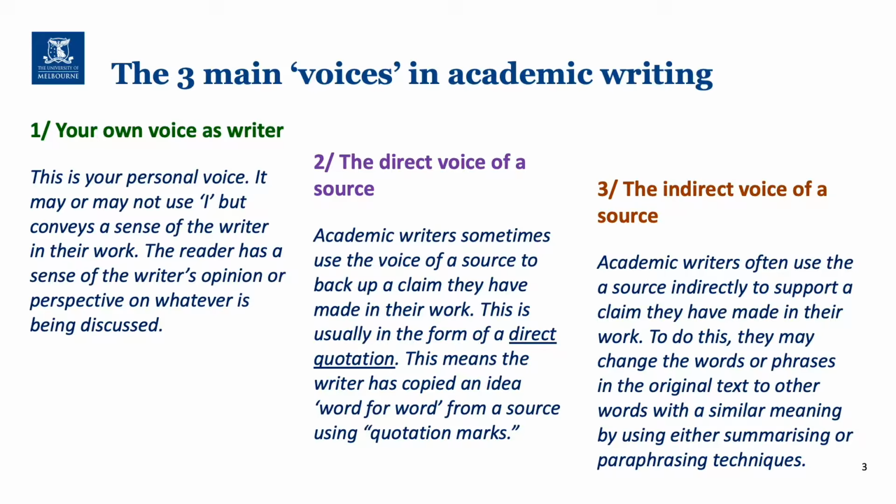There are three main voices you can use. Number one, your own voice as the writer. This is your personal voice. Number two, the direct voice of a source to back up a claim you have made in your writing. This is usually a direct quotation. And number three, the indirect voice of a source. This is usually in the form of a paraphrase or a summary.